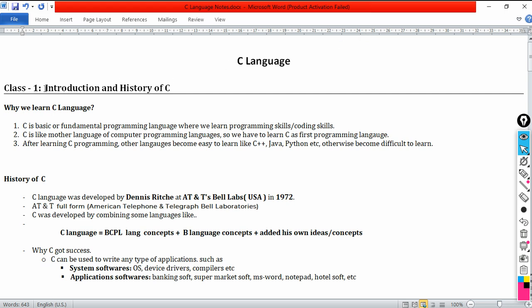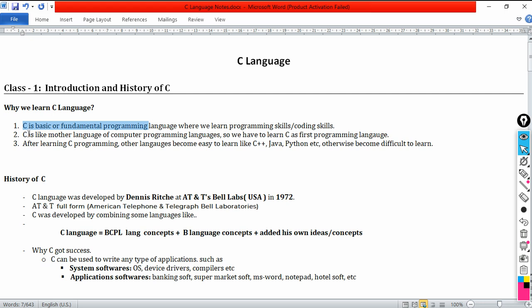In this class, we are going to understand the introduction and history of C. Why do we have to learn C language? The first reason is that C is the basic or fundamental programming language where we learn programming skills, or coding skills. In order to learn these skills, C is the best language. It's the fundamental language. That is why we learn C language.